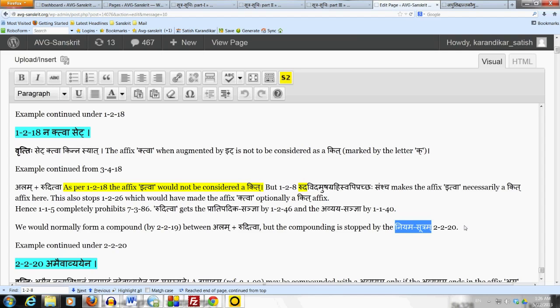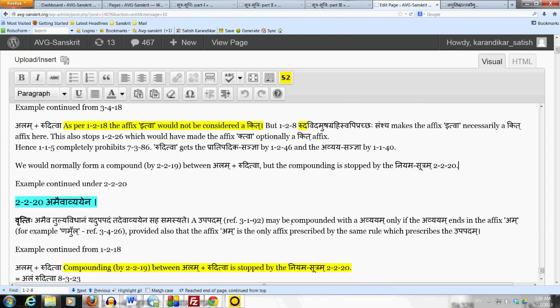What is the niyama sutram? A sutram which stipulates a restriction. Sutram 2.2.20 says amaivavyayena. That will be our next sutram here to complete this example.